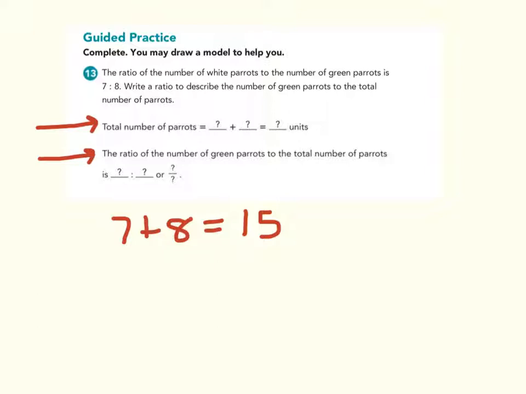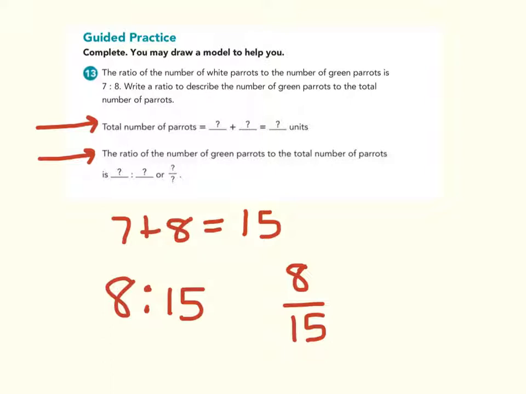The ratio of the number of green parrots to the total number of parrots would be, well, let's see. White parrots to green parrots is 7 to 8. So green parrots would be 8 to the total number of parrots would be 15. So 8 to 15, or 8 over 15 to write it in fraction form.